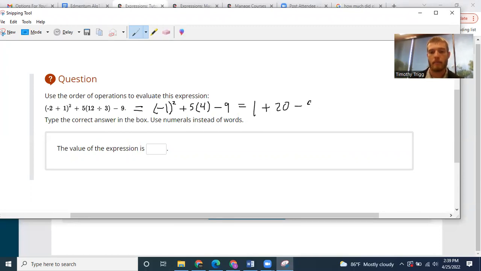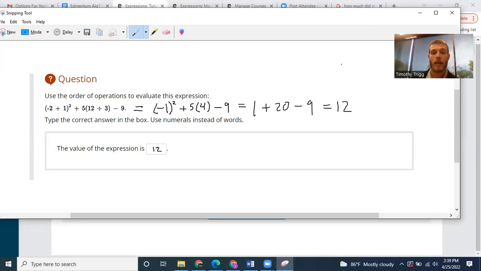And then minus 9. Okay, from here we do adding and subtracting from left to right. So 1 plus 20 is 21. 21 minus 9 is 12. Okay, so we want to put the number 12 right here. Okay, I hope that made sense.